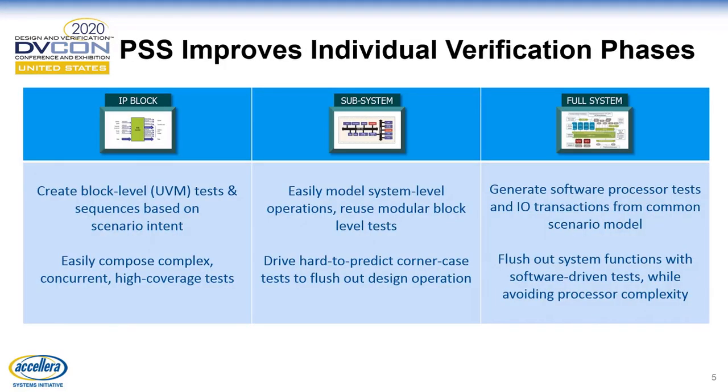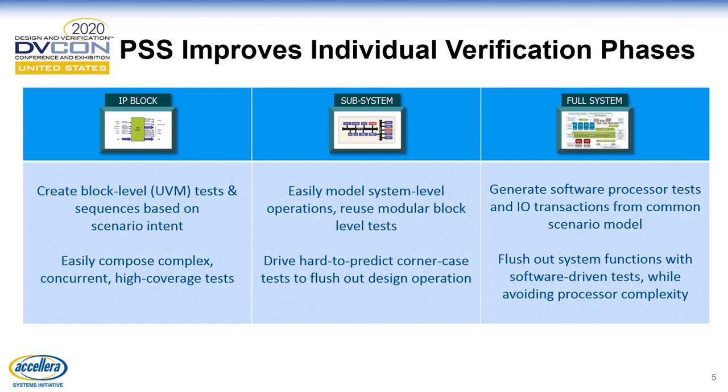So at the block level, as we said, we're talking about creating block level, typically UVM tests and sequences based on that scenario intent. And the value here is that, as you'll see, we're going to be easily able to create complex, concurrent, high coverage tests even at the block level. So this will take the idea of UVM virtual sequence and kind of put it on steroids, right? So you're going to be able to really generate a lot of different things, even at the block level, that will be much more powerful than the kinds of things you can do with UVM.